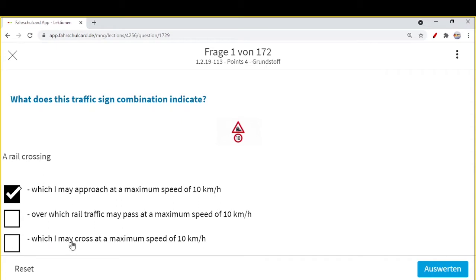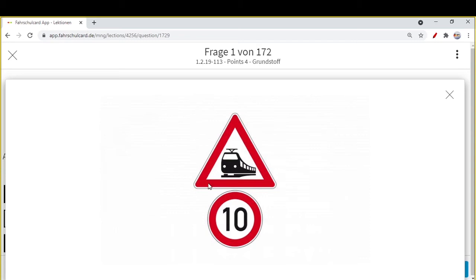Third option, a rail crossing which I may cross at a maximum speed of 10 km/h. This option is also correct. So option number first and option number third are correct. This traffic sign means you have a danger related to the train line which you should approach at maximum, as the red circle is indicating maximum, or it is allowing you maximum 10 km/h.